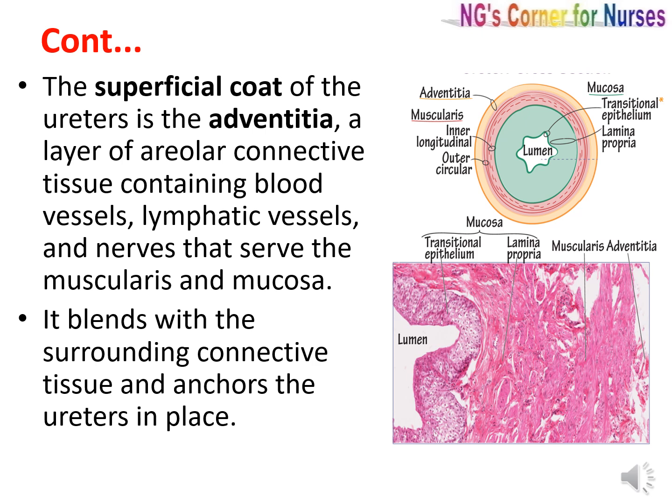The superficial coat of the ureters is the adventitia, a layer of areolar connective tissue containing blood vessels, lymphatic vessels and nerves that serve the muscularis and mucosa. It blends with the surrounding connective tissue and anchors the ureters in place.